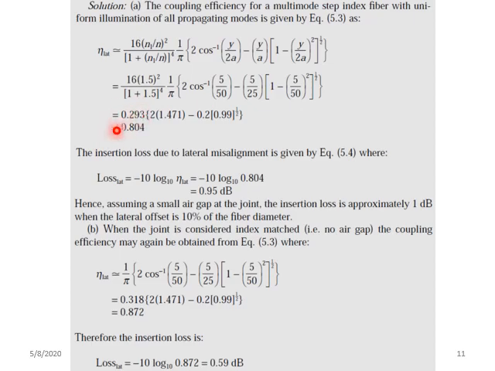So for this neta lateral, insertion loss due to the lateral misalignment is minus 10 log base 10 of neta lateral. By substituting that, I will get the loss with respect to the small air gap, which is 0.95 dB. Suppose thus the lateral offset, if I suppose considered index matching profile, if I suppose used.